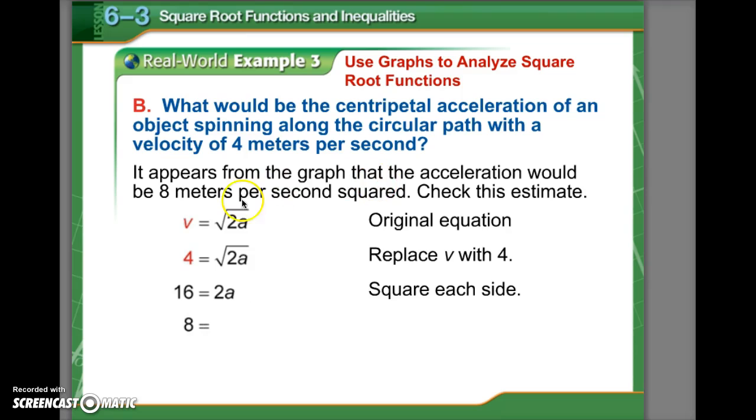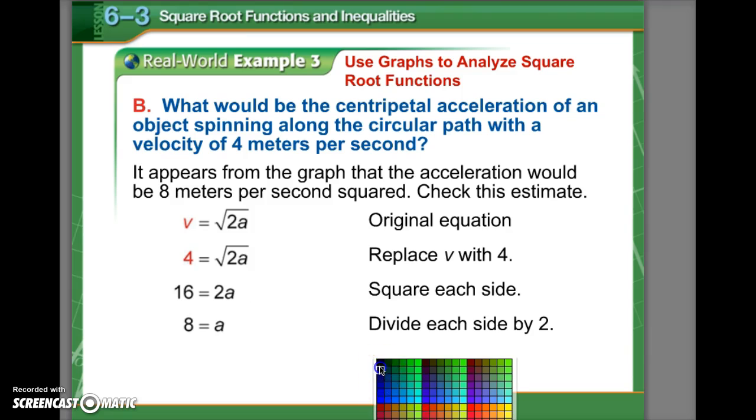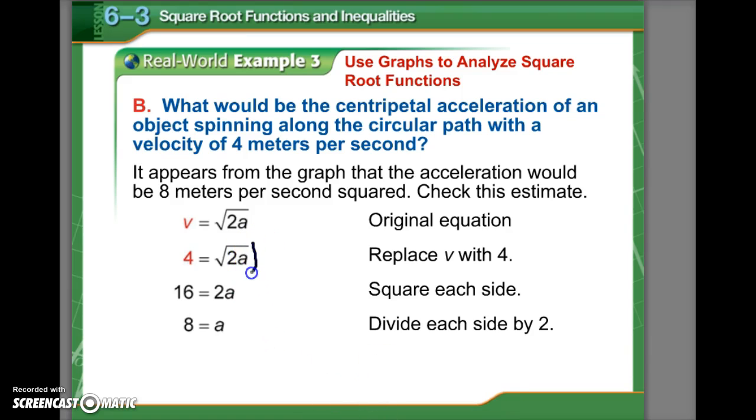If the velocity is 4, we're going to plug in 4. So 4 is the square root of 2 times a. And then we're going to square both sides. Remember, the square cancels with the square root. So we're left with just 2a. And 4 squared is 16. Then you're going to divide by 2, and you get a is 8. So the centripetal acceleration is 8 when the velocity is 4. And remember, that was a coordinate point that we had added onto the graph.